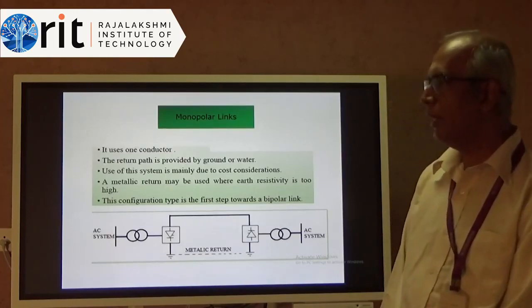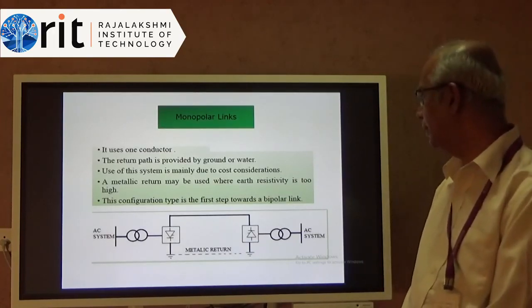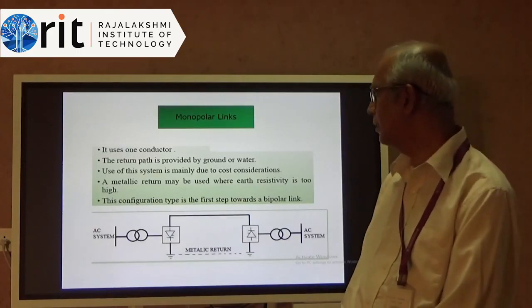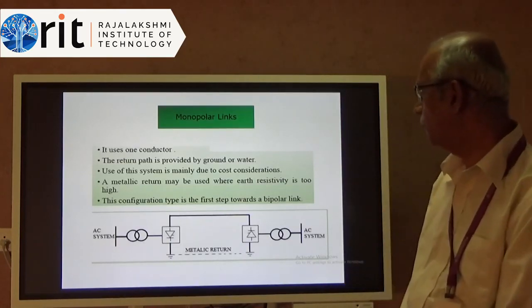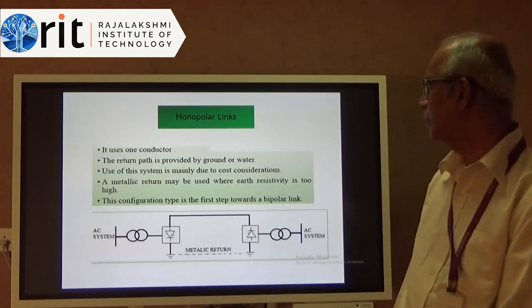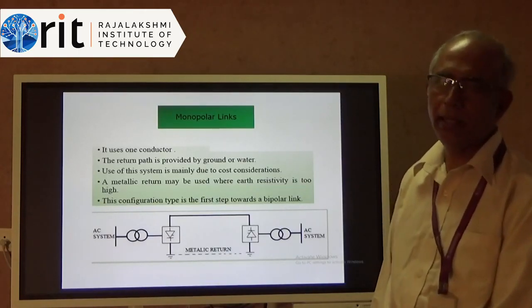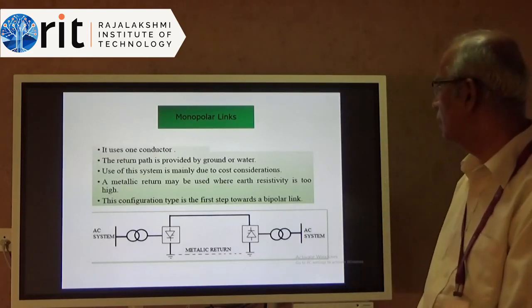But it is not as though the ground conductor is going to have zero resistance. Right? The single conductor which we are saying is probably almost zero resistance. But the earth resistance will be there. So, that way it has also got some disadvantages. So, we say monopolar link uses only 1 conductor. The return path is provided by the ground, right? Or in a sea, right? Undersea transmission is also possible. The sea itself will do the conduction for the return path.